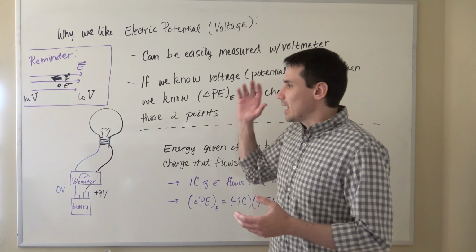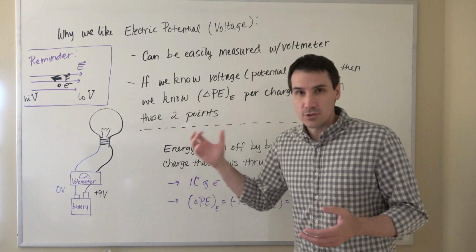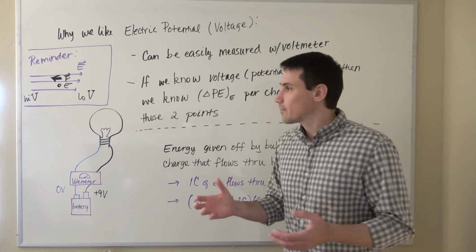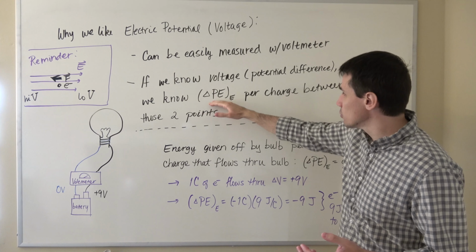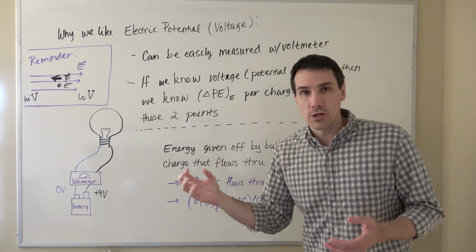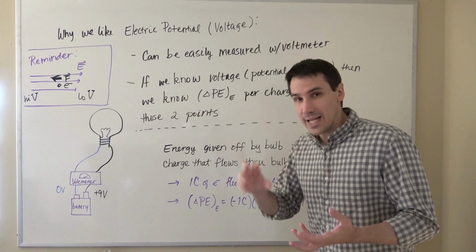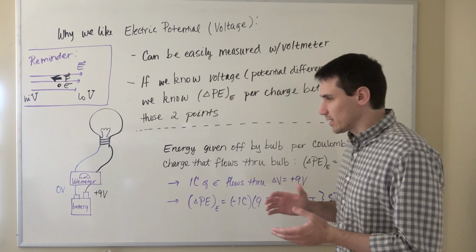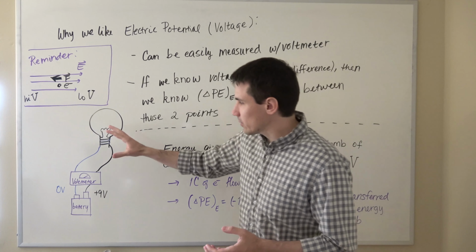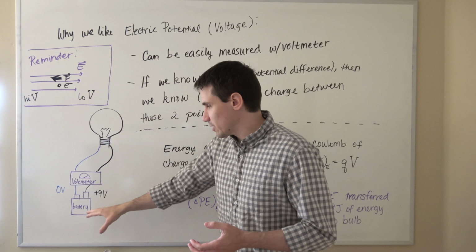Now, if we know the electric potential difference between 2 locations, we know how much potential energy each coulomb of charge loses or gains as it moves between those 2 locations. Let's think about an example. Here is a light bulb attached to a battery.